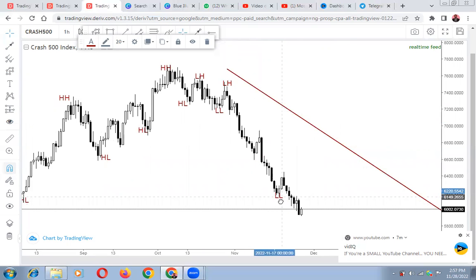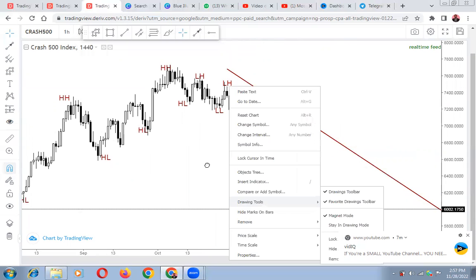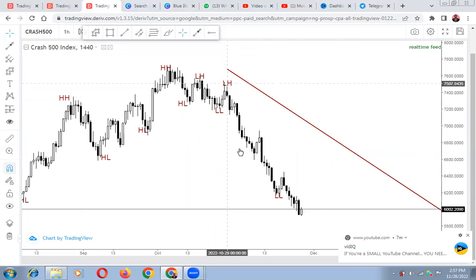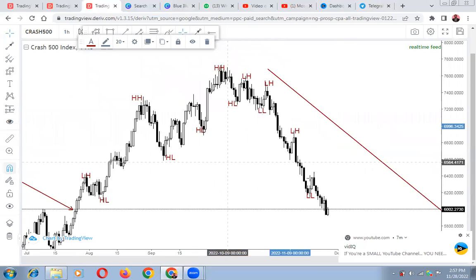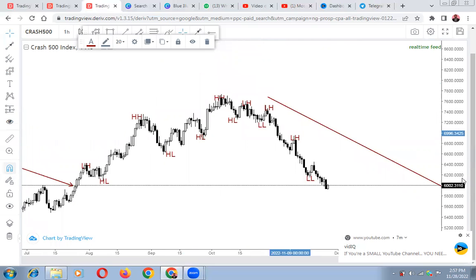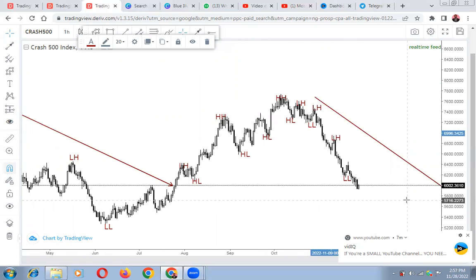Let's say this is a lower low. This has not closed yet. So this is the last lower high. Yeah, I'll take this as a lower high. For now, let's just take this as a lower high. So this is structure. What is price doing? You've been able to identify the trend.